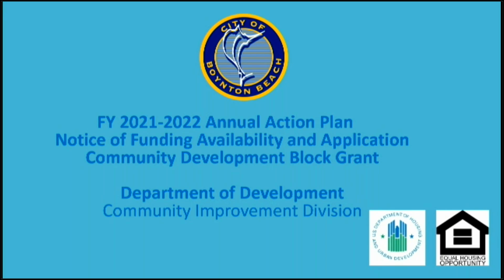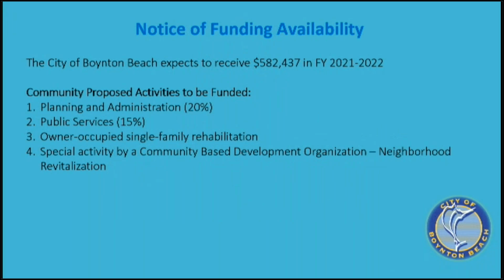So this is the notice of funding availability and application for the Community Development Block Grant. So once again, the City of Boynton is expected to receive $582,437 for this year, and the community proposed activities to be funded. And this one, once again, comes from the Consolidated Plan for the needs of the Consolidated Plan, which is the planning. Planning administration is about 20%, 50% of that goes to public service. And then the other one says owner-occupied single-family rehabilitation.